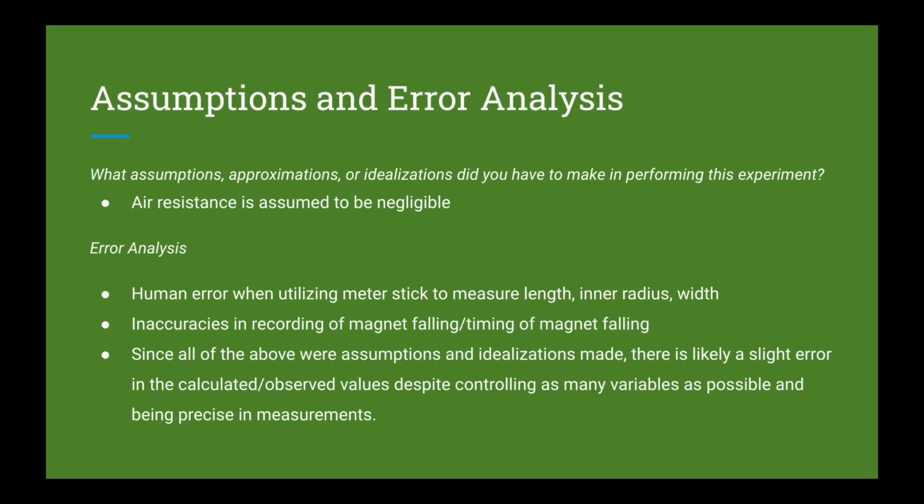Assumptions and error analysis. In this lab, we assumed air resistance was negligible, and we did see that there are some possibilities for error, such as when utilizing the meter stick to measure length, inner radius, and width. We also knew that there could be inaccuracies in recording the magnet falling, and therefore the timing of the magnet when playing back the frames of the video. Since all the above are assumptions and idealizations made, there is likely a slight error in the calculated and observed values despite controlling as many variables as possible and being precise in measurements.